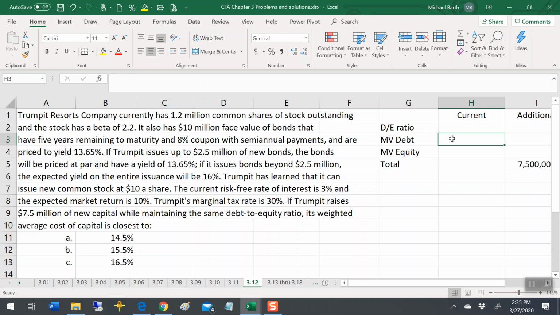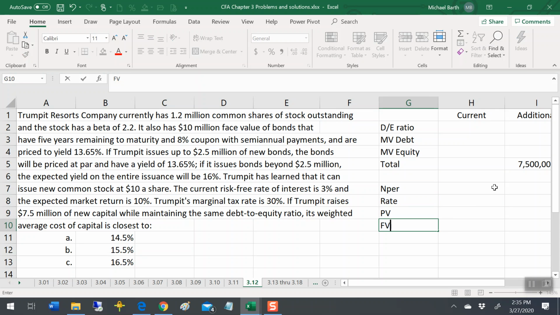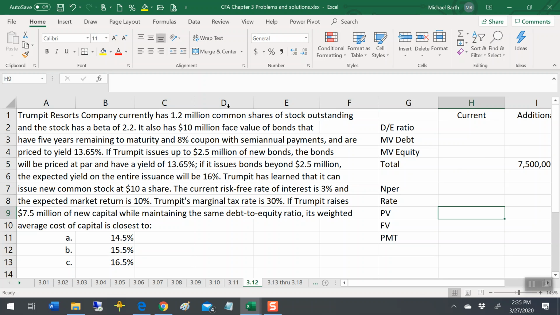All right, well, currently the market value of debt, I can calculate that given the problem. They say they have $10 million face value of bonds that have 5 years remaining to maturity, 8% coupon and semi-annual payments. Priced to yield, that means the yield to maturity is 13.65%. All right, so number of periods, rate, PV, FV, payment. I can calculate the market value of their existing bonds.